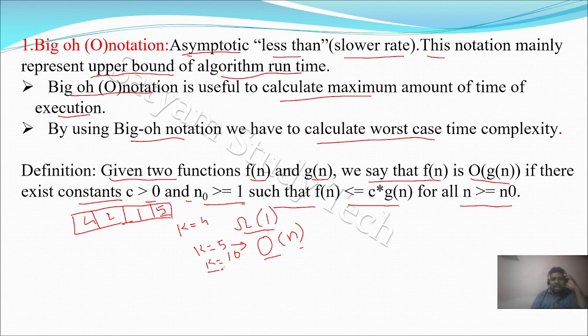So for example, k equal to 10, that element is not present in that array. Here in that case also comparison is needed. So that is also a worst case time complexity, big O of n. So you can represent it by using big O notation in the worst case time complexity.